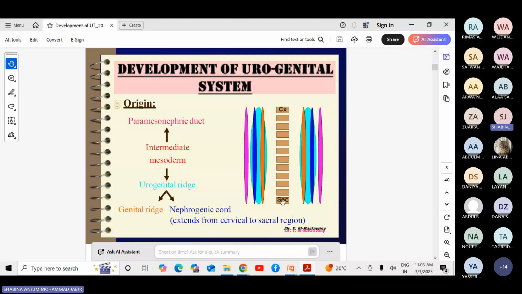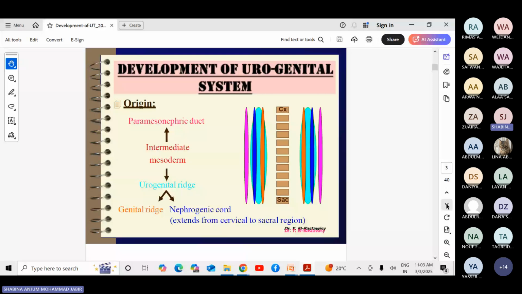cervical to sacral region. Okay, and this paramesonephric duct, this pink color, and this is the urogenital ridge. The urogenital ridge will then again divide into genital and nephrogenic cord. So what we have to see is intermediate mesoderm, which is forming two structures, urogenital ridge and paramesonephric ducts.